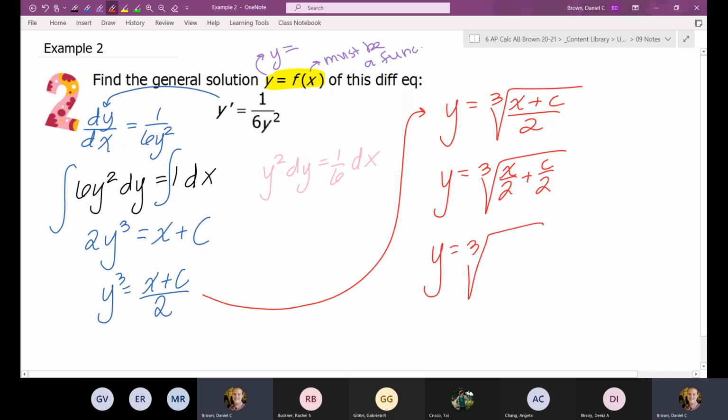Another equivalent answer. What is C again representing? Just a number. Do we know what it is? No. So if we have some unknown number divided by 2, what is that going to give you? Just another number.